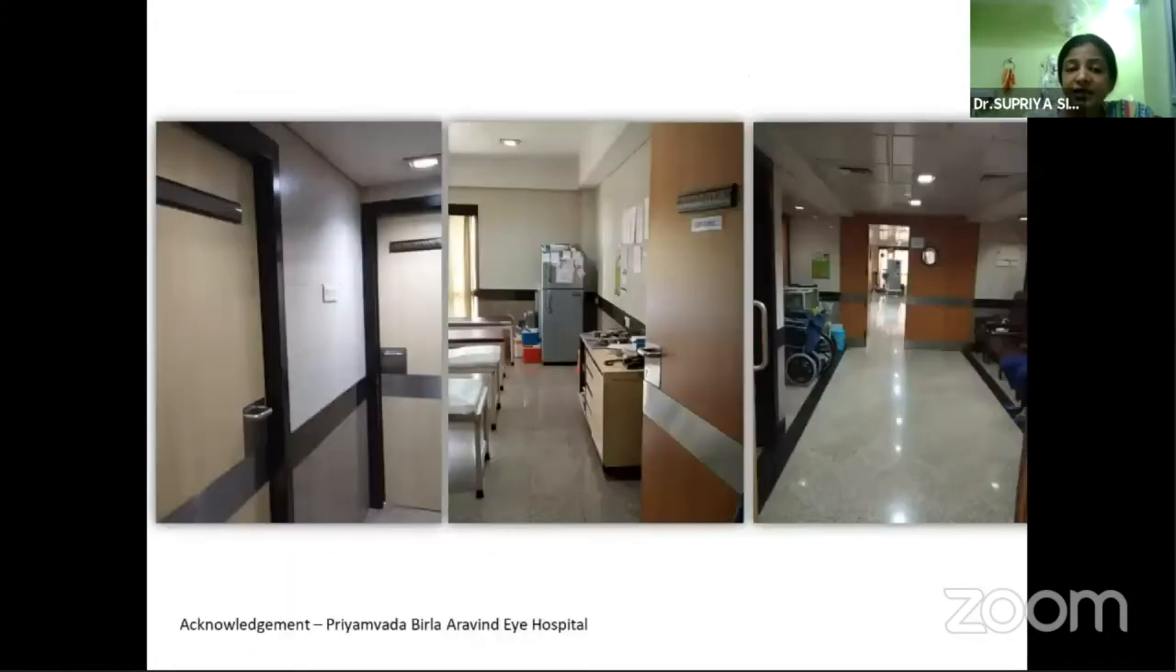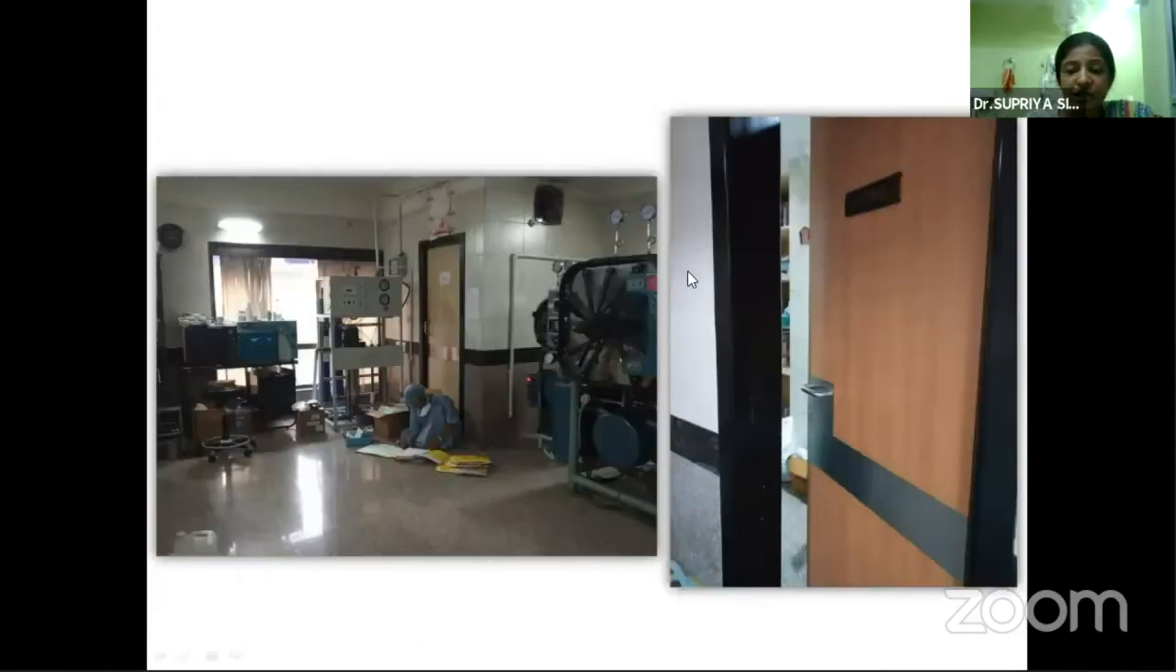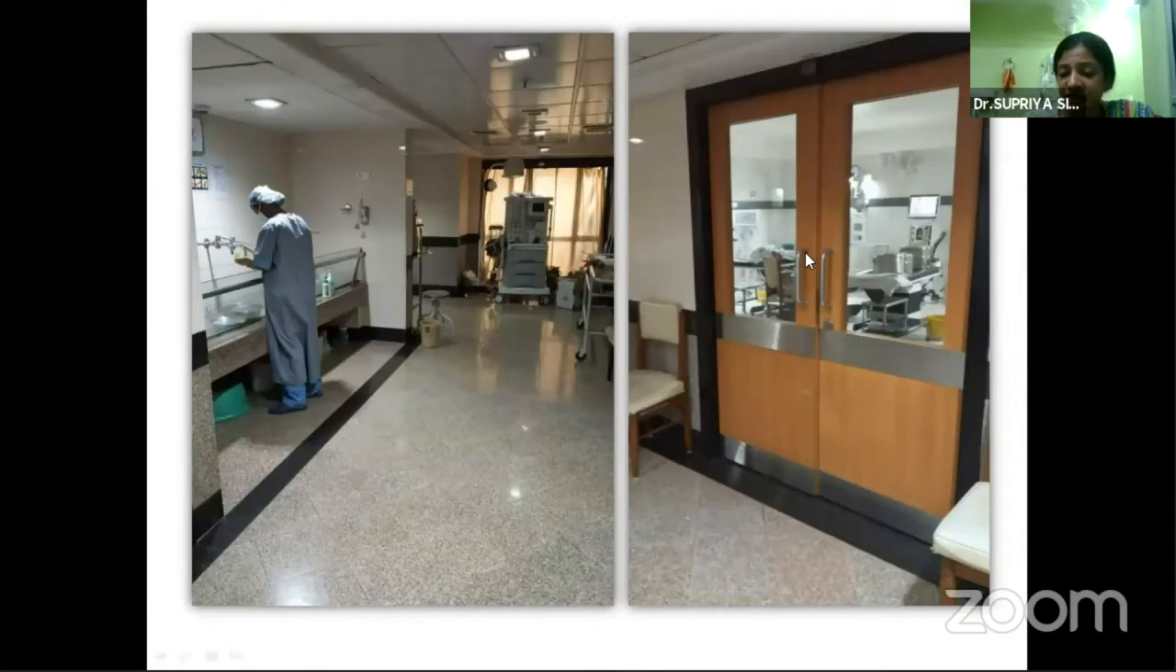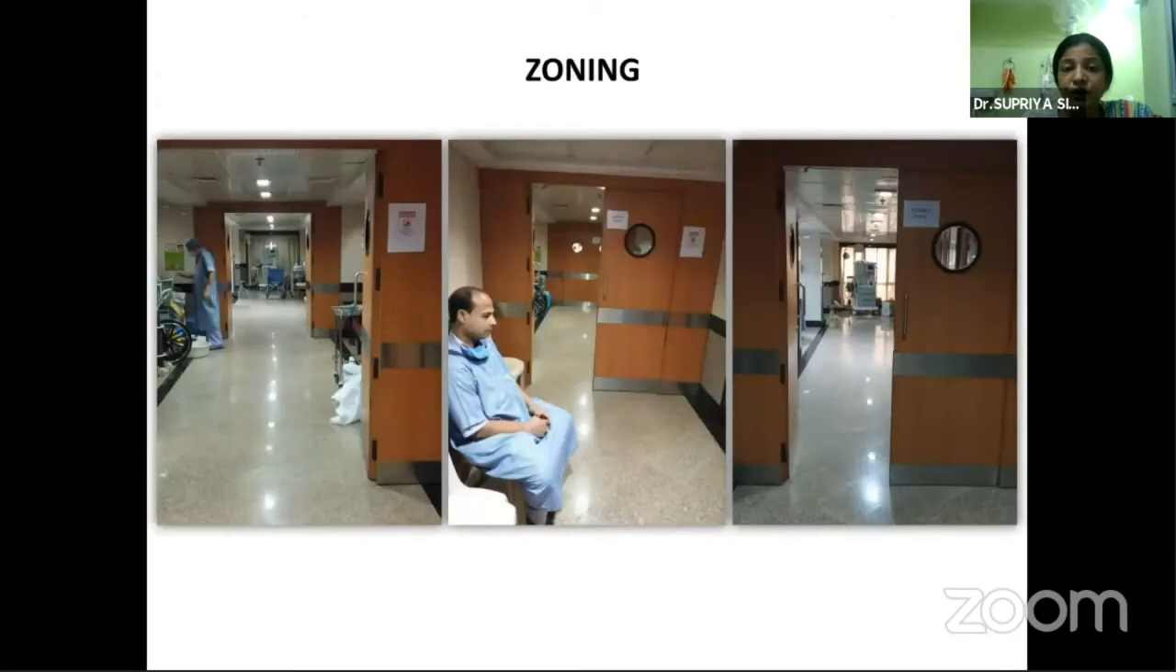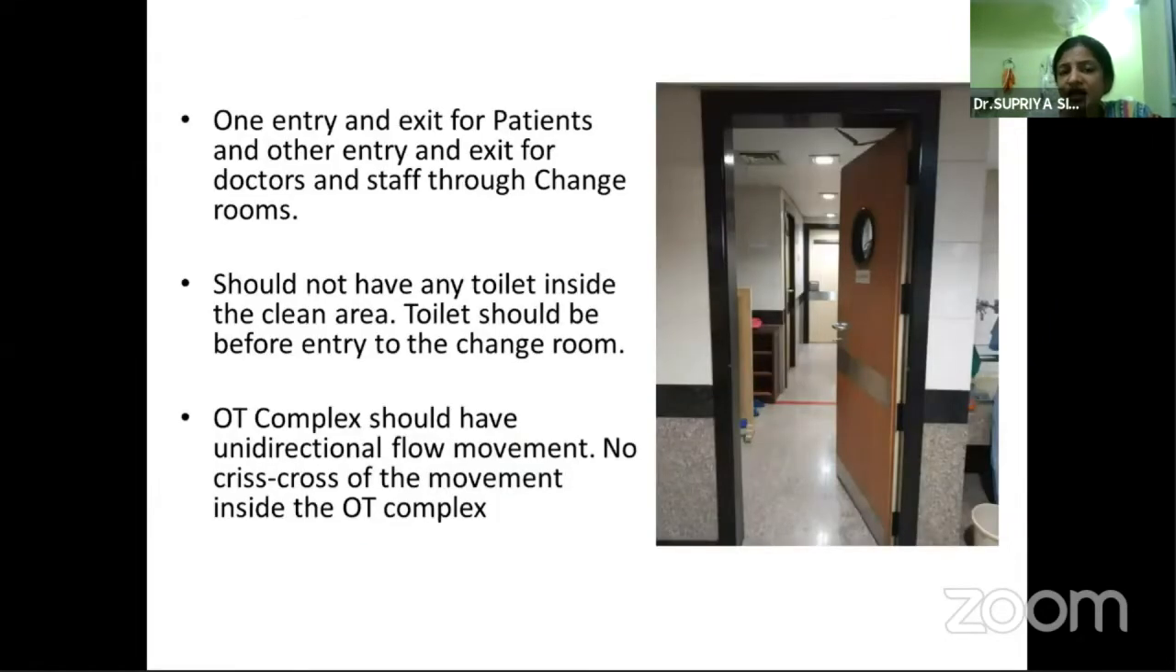An OT complex comprises of surgeon's room, patient preparation room, corridors, sterilization area, storage area, scrub room, and most essentially the theater. All these areas are divided into zones. So what are zones? Zones are areas of cleanliness in which bacteriological count decreases from outer to inner zone. Zoning is important to maintain unidirectional flow of movement. There are no hard and fast rules as to how much space is devoted for each zone, and this can be done depending upon the individual setup. Always plan for separate entry and exit points for patients as well as for staff and doctors, and there should not be any toilets inside the clean areas.